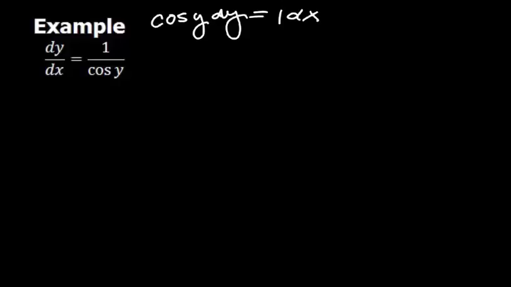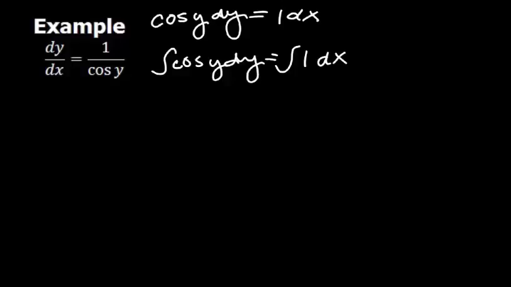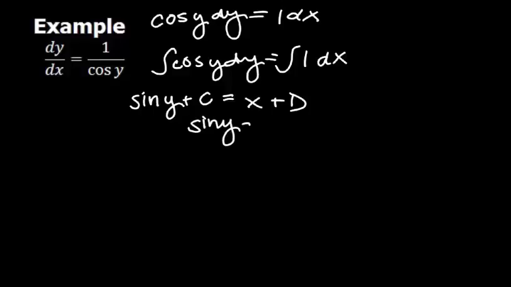And then we can go ahead and jump to our second step where we integrate both sides. So you have the integral of cosine y dy equals the integral of 1 dx. So we know the integral of cosine y dy is definitely sine y plus c. The integral of 1 is x plus d, and then we can go ahead and combine our constants. Sine y equals x plus c.